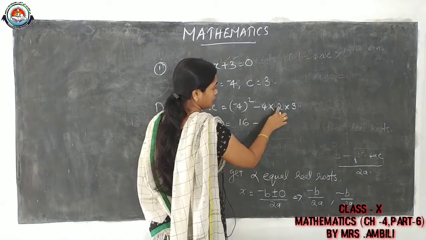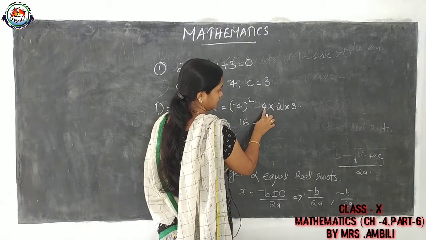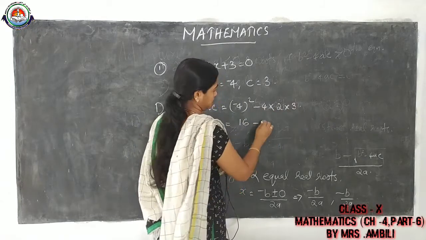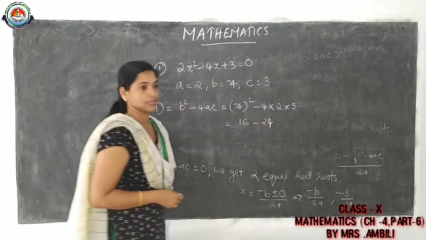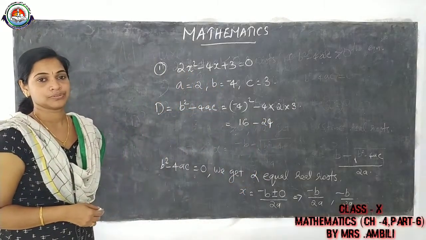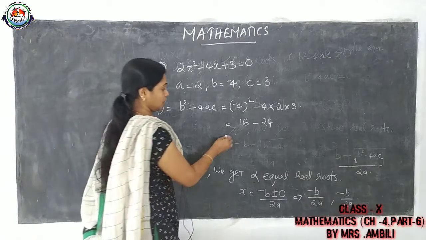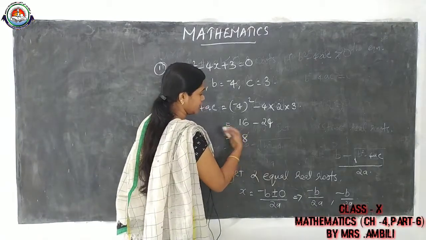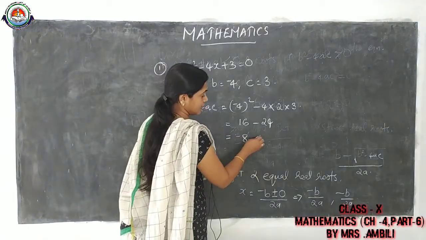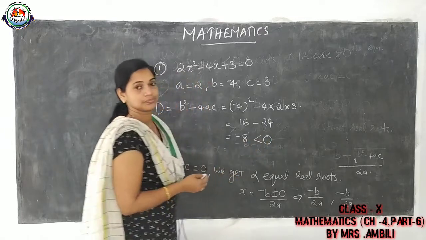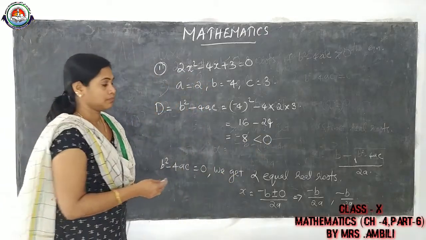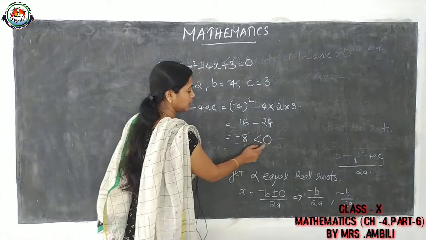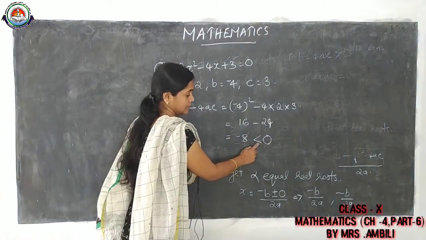So, what is minus 4 square? 16, minus 4 into 2, 8. 8 into 3, 24. 16 minus 24. What is 16 minus 24? Minus 8. So, minus 8 is less than 0. That is, D equal to minus 8, which is less than 0.